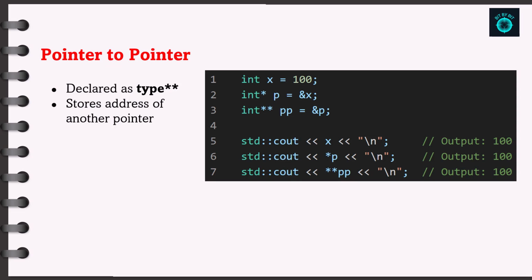p is a pointer to x. pp is a pointer to p. Printing x gives 100. *p gives 100 because p points to x. And **pp gives 100 because pp points to p and p points to x. This is often used in dynamic memory and when dealing with arrays of pointers.